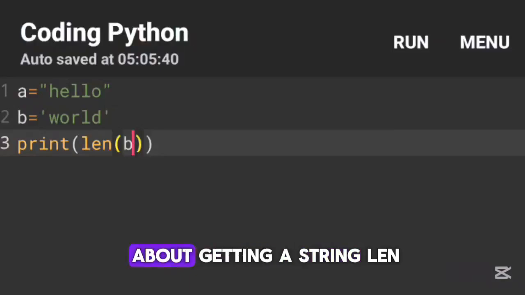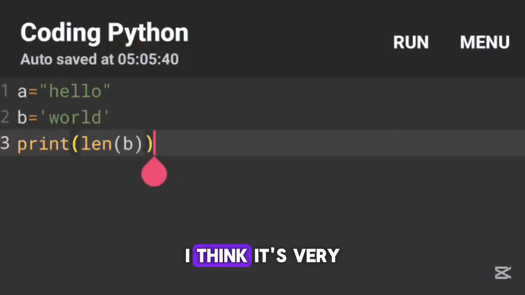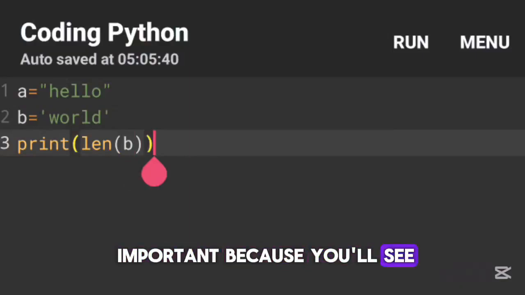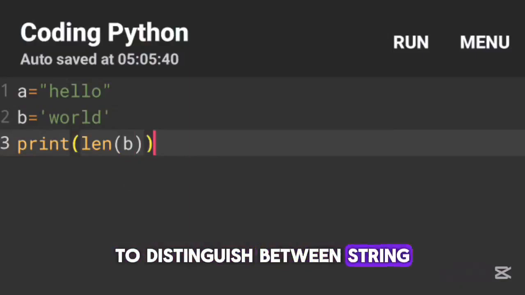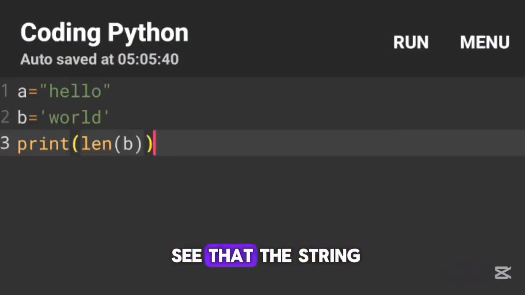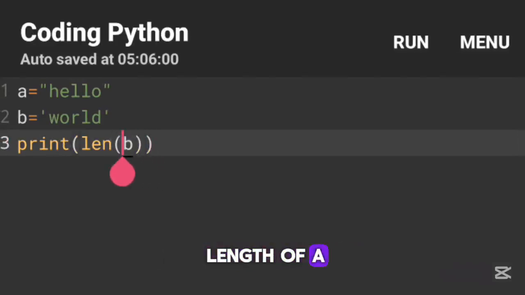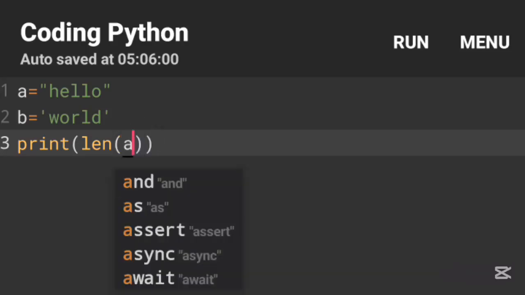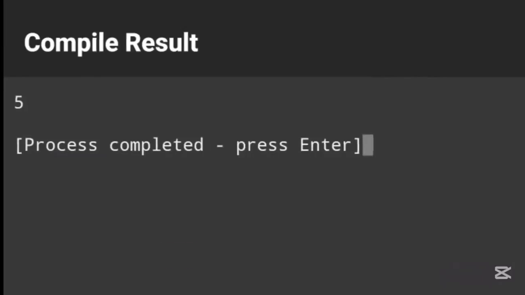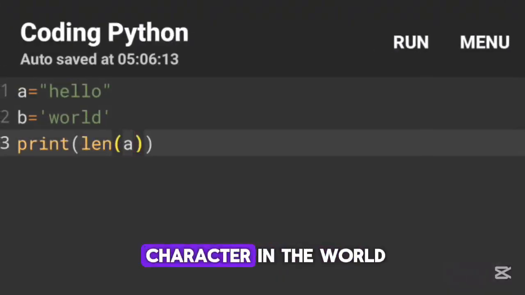So we were talking about getting the string length. I think it's very important, because you see it later on. It's very important to differentiate between string length and indexing. Here you are going to see that the string length of B is 5, of course, because we have 5 characters in world, and the string length of A is also 5 because we have 5 characters in the word.